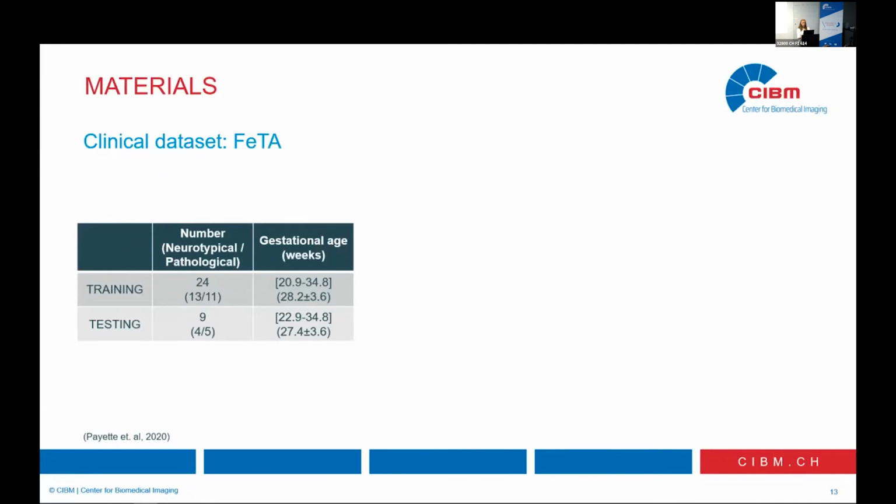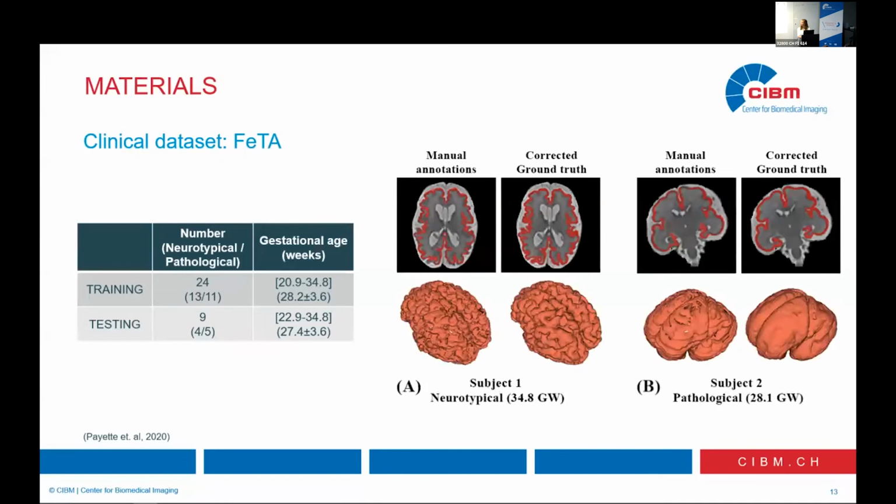And for this reason, the manual annotations are not topologically accurate, as we can see on the left columns for both subjects. And for this reason, we decided to manually correct ourselves the 9 subjects of the testing set in order to have an accurate assessment later on.